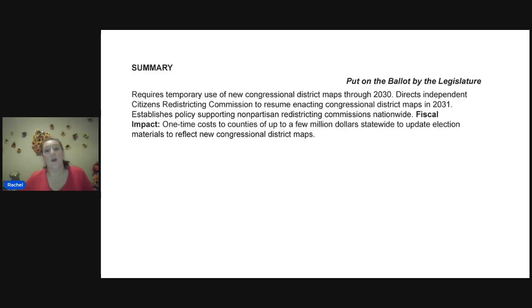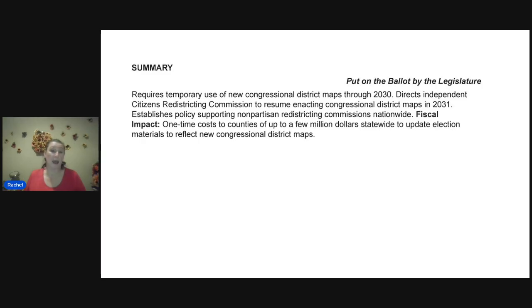Continuing with the summary, requires temporary use of new congressional district maps through 2030. The districts are independent citizens redistricting commission to resume enacting the congressional district maps in 2031. So basically what that's saying is we have commission lines right now, but the legislature wants to make them theirs until 2030 and then go back to the commission. It establishes policy supporting nonpartisan redistricting commissions nationwide. So they're trying to tell other states, hey, do this as well.